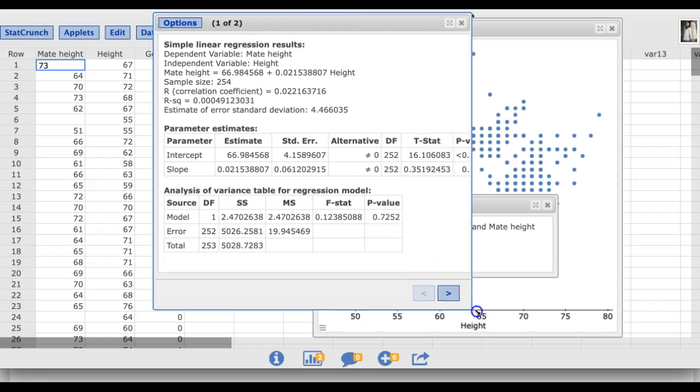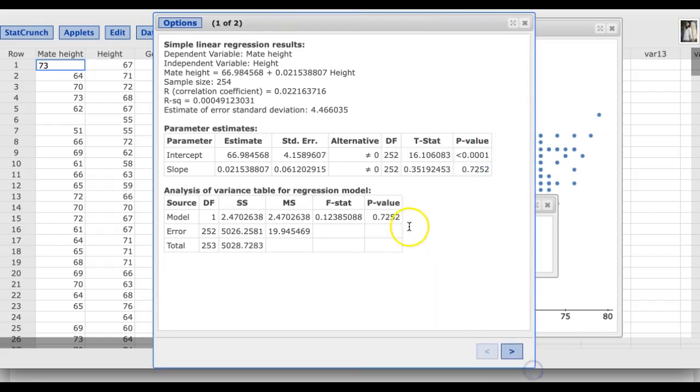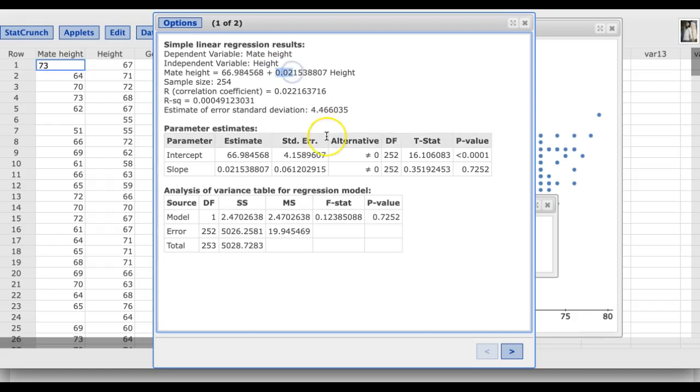So even if you look here, look at this value here. Height of mate, 0.02. Very close to zero. And this is the slope intercept, so same dependent is mate, independent is height, so that's correct. Our correlation coefficient was 0.02, and the estimate of our slope was 0.02.